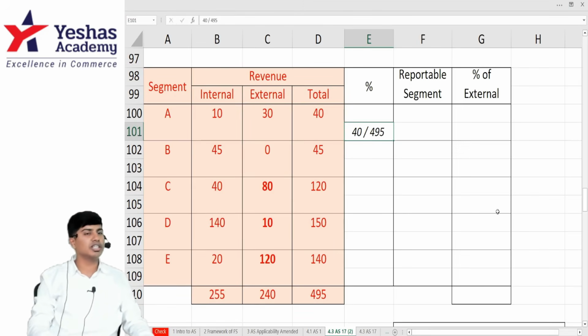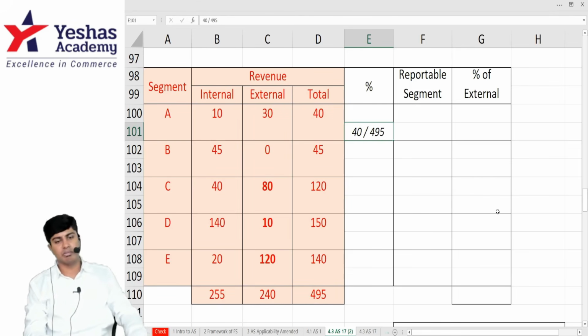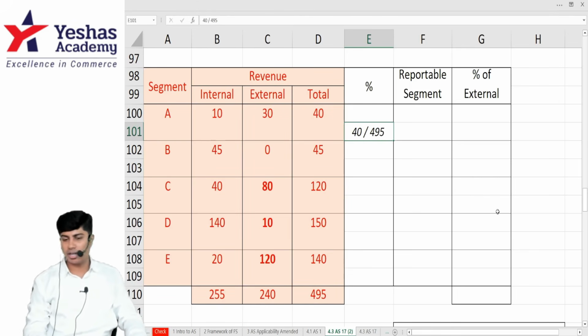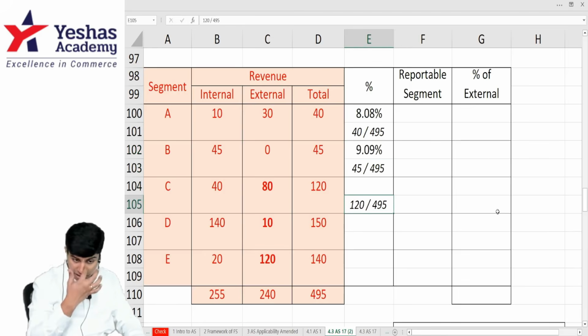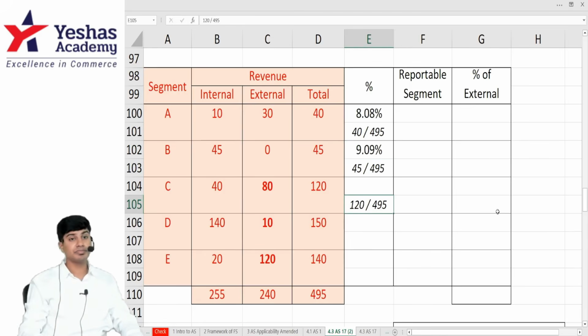I want everyone to focus and not write. I will give you time to write. Take your calculator and help me compute the numbers. 40 by 495 into 100. Very good. 45 by 495 into 100. 9.09. 120 by 495 into 100. 24.24. 150 by 495 into 100.